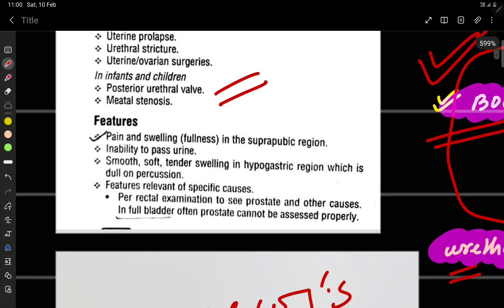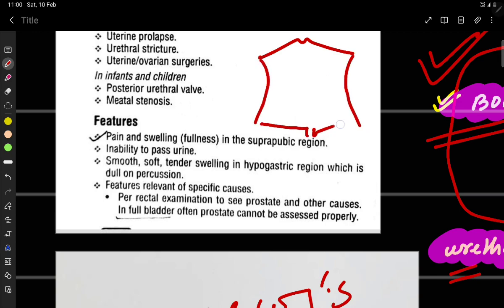What are the clinical features? Pain and swelling in the suprapubic region. Let's imagine this is the abdomen, this is the pubic symphysis, and this is the umbilicus. Suprapubic swelling is the swelling at this region, with swelling and pain here, and inability to pass urine.